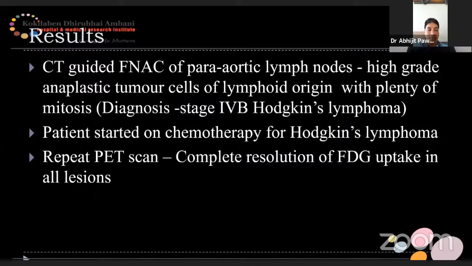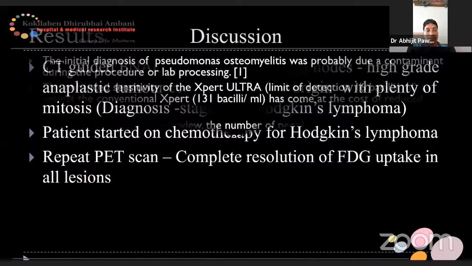Patient was started on chemotherapy for Hodgkin's lymphoma. Repeat PET scan later showed complete resolution of FDG uptake in all lesions.